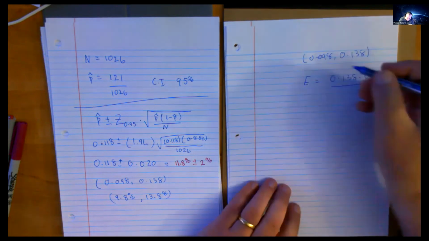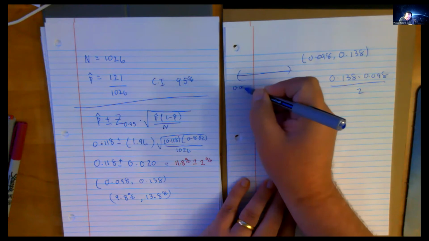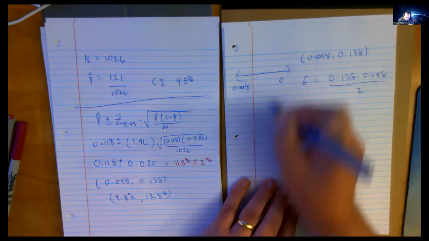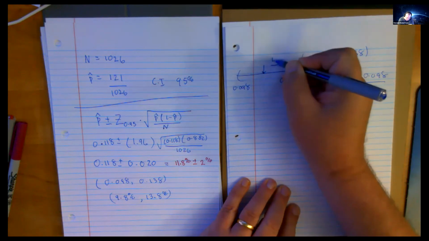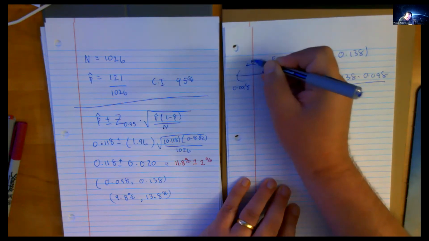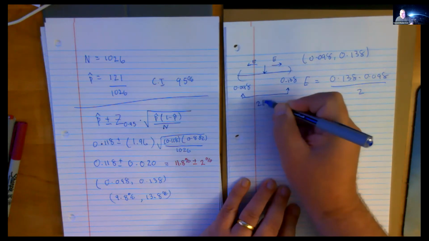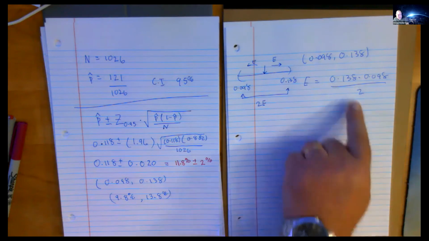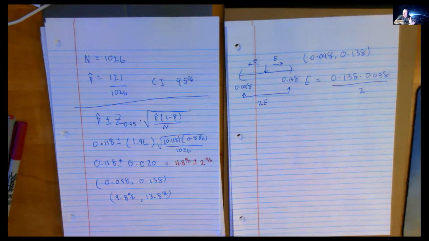If you can imagine this as a number line, and over here we have 0.098, and over here we have 0.138, and then we've got a guy in the middle. Don't you go a margin of error either side? So doesn't that mean that from there to there is 2 E's worth? That's why the divide by 2 comes in, and if you subtract them, that's the length. So you take the length and half it, and that would be your margin of error. Looking good?